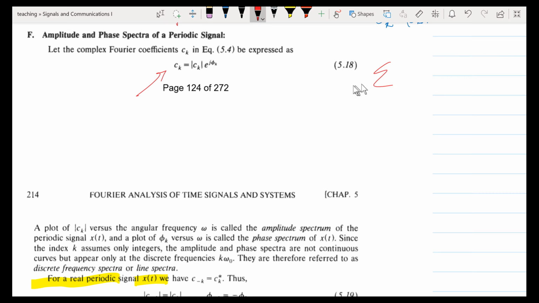Sorry, that is definitely not how we defined Ck. We said Ck is 1 over T naught, the integral over the period of x(t), our periodic signal, times e to the power minus j k omega naught t, dt.